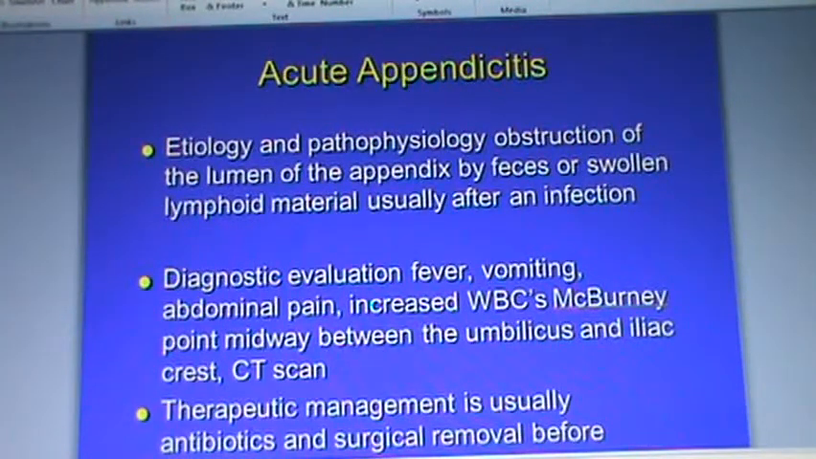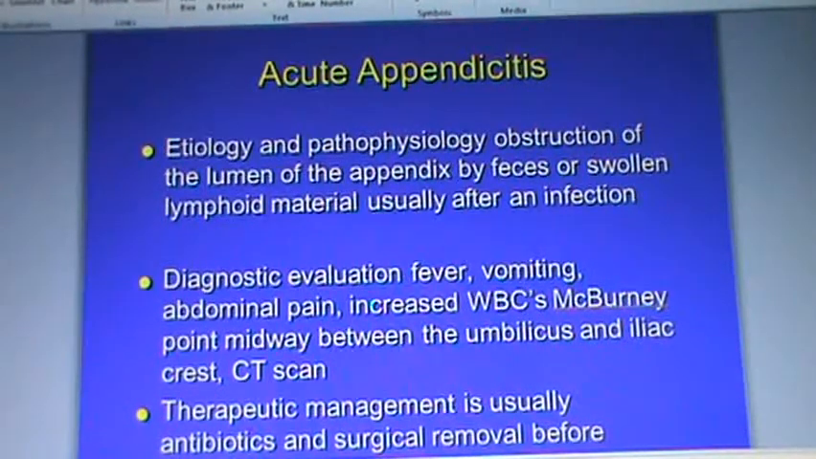Acute appendicitis. Etiology and pathophysiology is the obstruction of the lumen of the appendix by feces or swollen lymph node matter, usually after an infection. Diagnostic evaluation: fever, vomiting, abdominal pain, increased WBCs, McBurney point midway between the umbilicus and iliac crest, and a CT scan. Therapeutic management is usually antibiotics and surgical removal before it perforates.